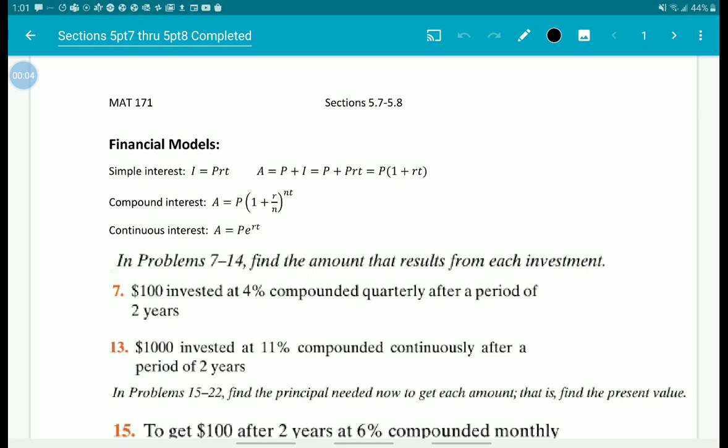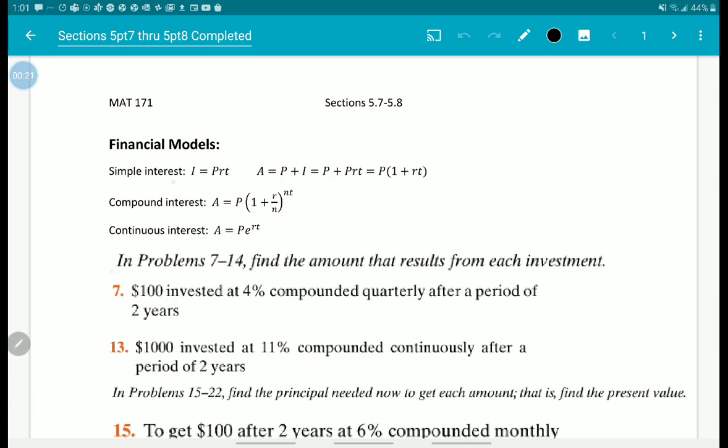We've talked a lot about logarithmic and exponential functions and their properties, and then how to solve logarithmic and exponential equations. So now we're going to put it to use, and we're going to look at some word problems and some real life models. So we're going to start with some financial stuff.